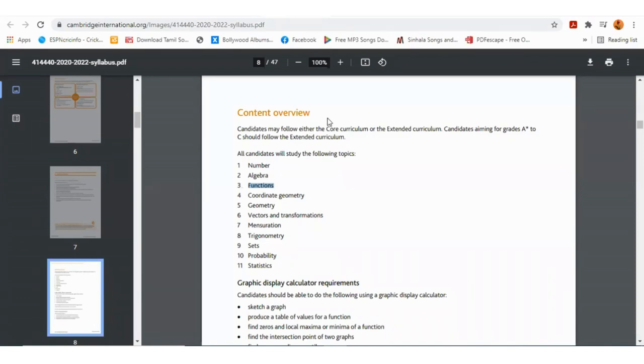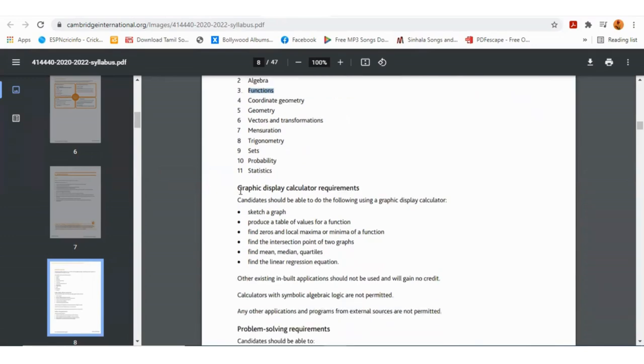Okay, and the same thing about core and extended curriculum applies for this syllabus as well, right? Now, the only thing you need to be very careful of is the graphic display calculator. Okay, so like I said in the previous case, you were allowed to use scientific calculators, the Cambridge Casio ones, which most of us have at least some sort of idea. This is the graphic display calculator, often known as the GDC by the kids.